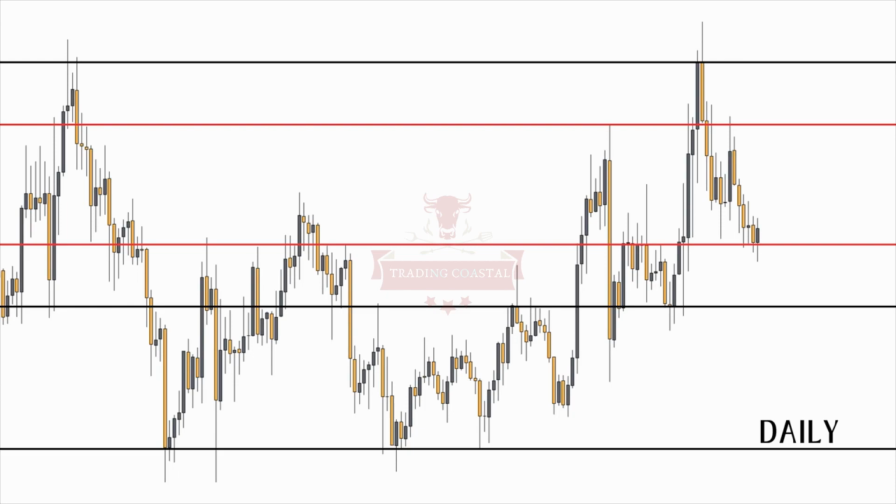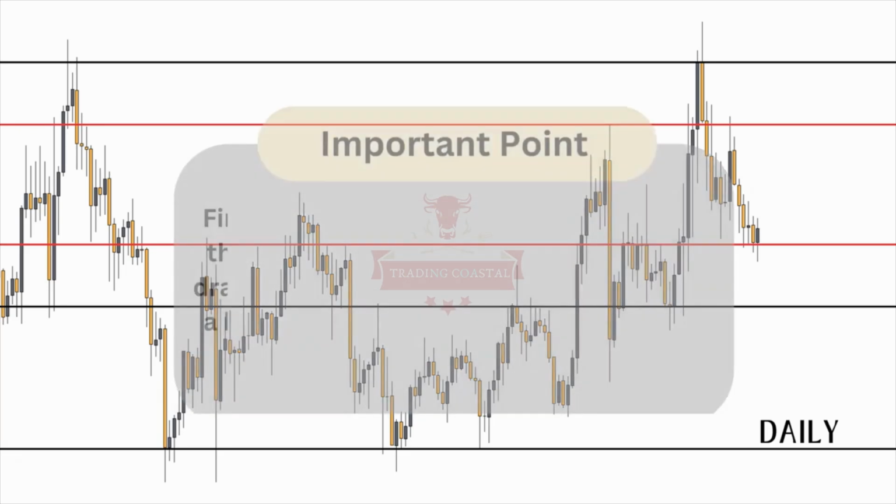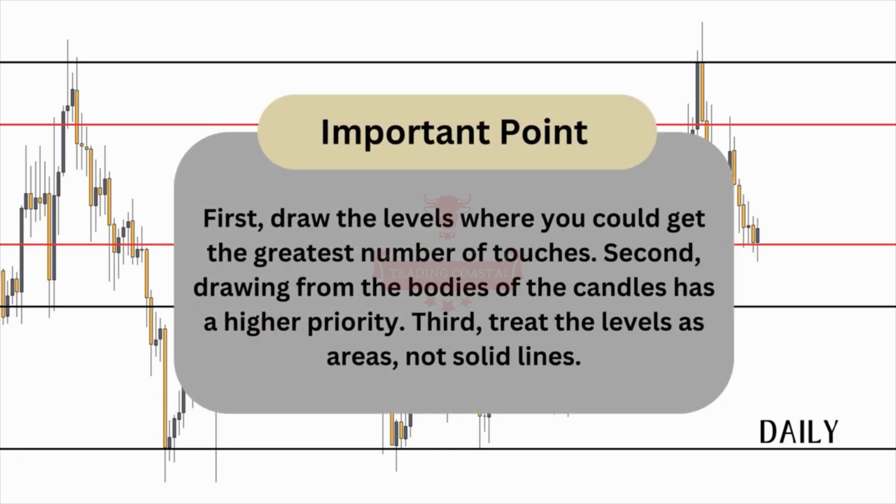Now this was the only thing we needed from the daily time frame, but remember, you need to keep three things in mind when drawing the key levels of market structure. First, draw the levels where you could get the greatest number of touches. Second, drawing from the bodies of the candles has a higher priority. Third, treat the levels as areas, not solid lines.